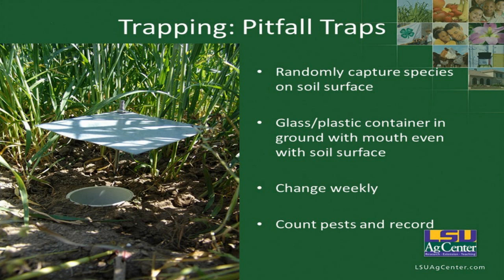Pitfall traps. These are randomly captured species on the soil surface. It's a glass or plastic container in the ground with a mouth that's even with the soil surface. Insects walk along and they're going to fall in. Usually it has some kind of screen, so you're not collecting mice or snakes that might be falling into those containers. You just want to collect the insects. Again, change weekly, count the pests and record.